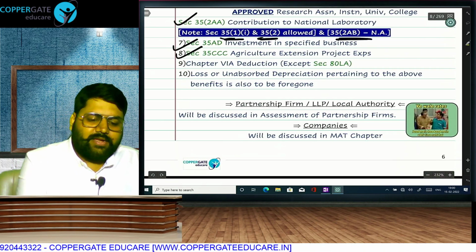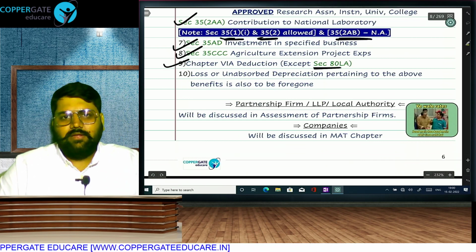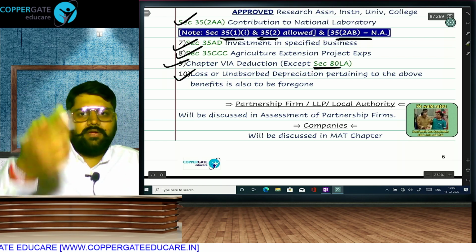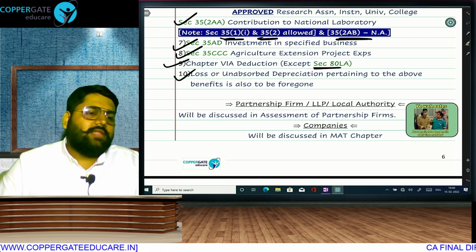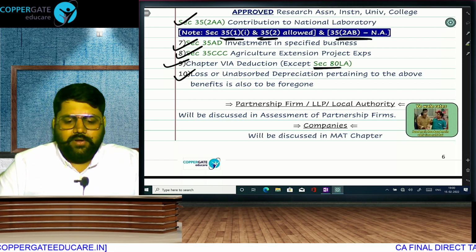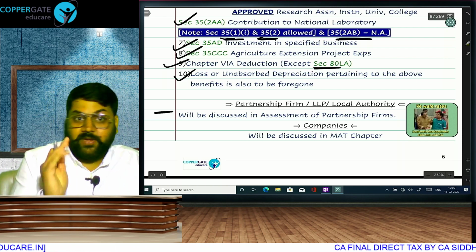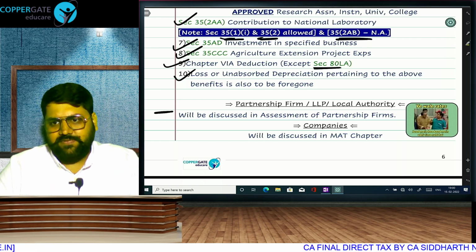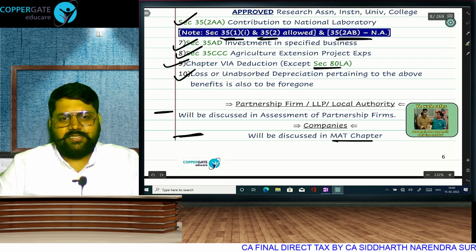35AD to be foregone, agriculture extension, any chapter 6 deduction not allowed except section 80LA, and with respect to the above, if there is any loss or brought forward loss, that will also not be allowed. As far as partnership firm, local authority is concerned, we have a separate special chapter, assessment of firms, so we will discuss there, and for companies we have a special chapter, MAT, so we will be discussing that.